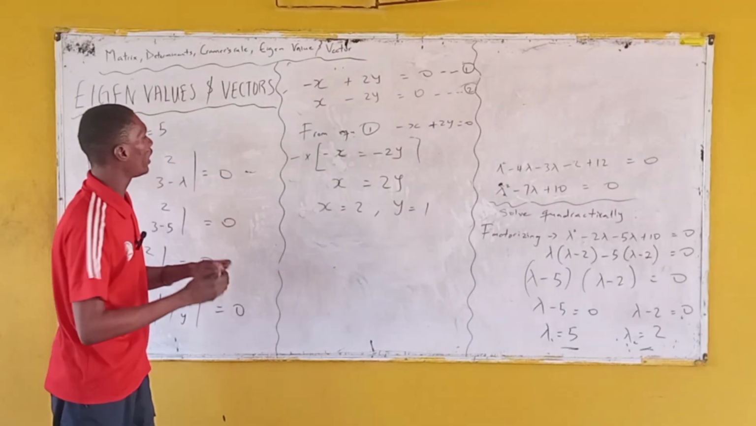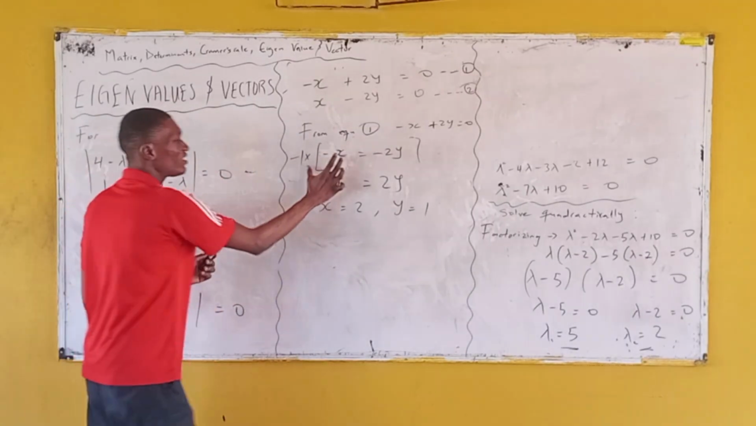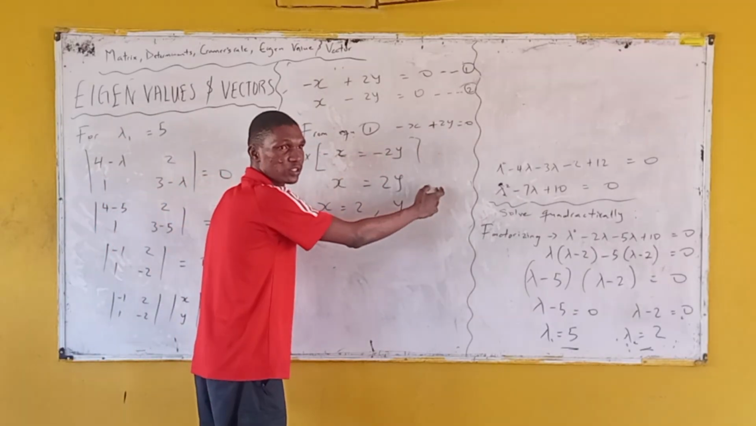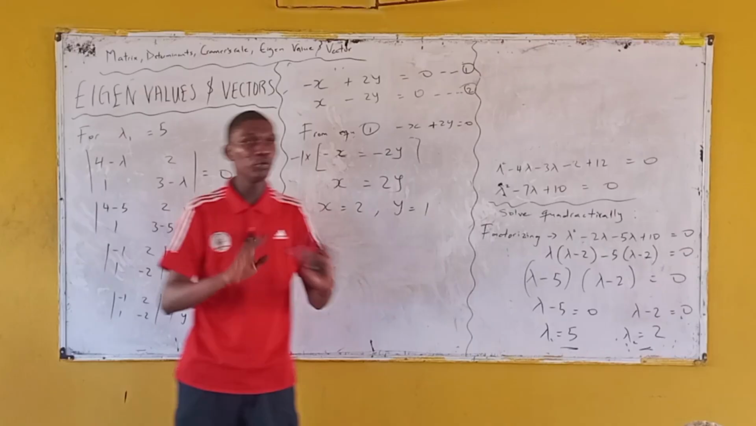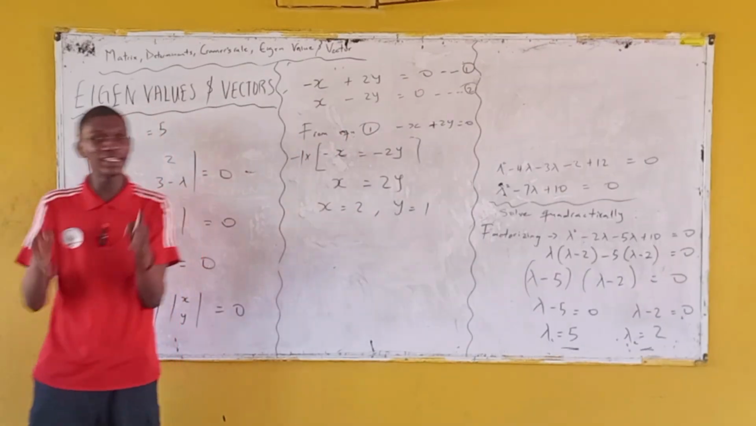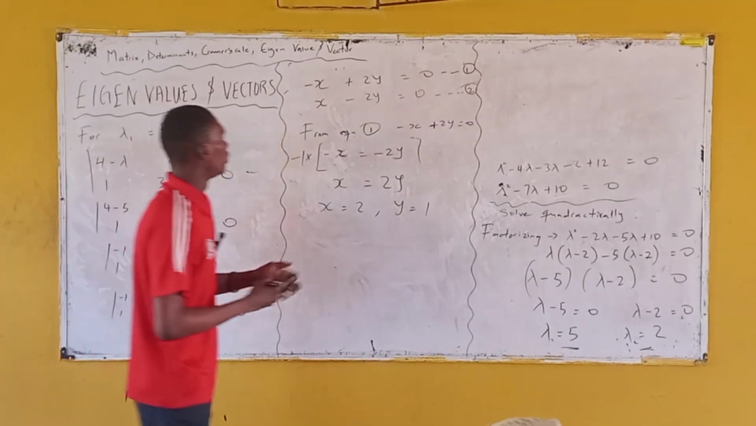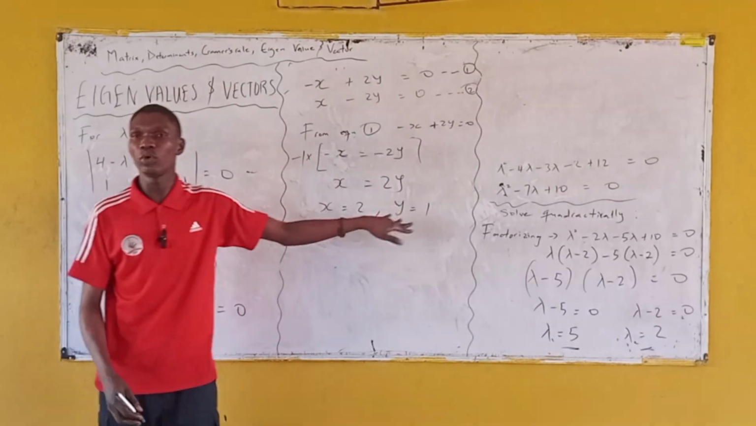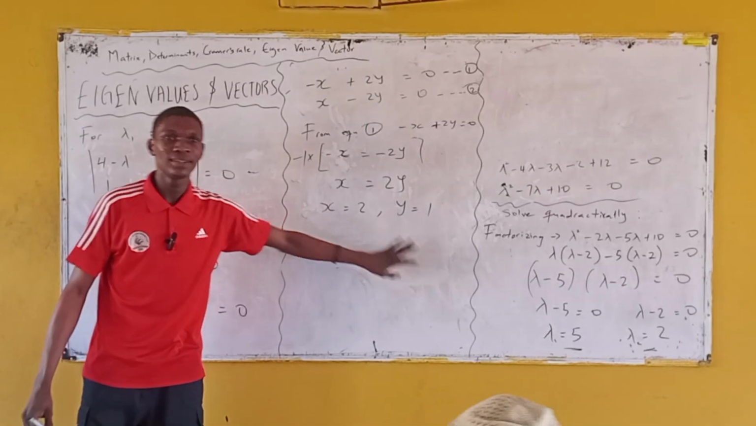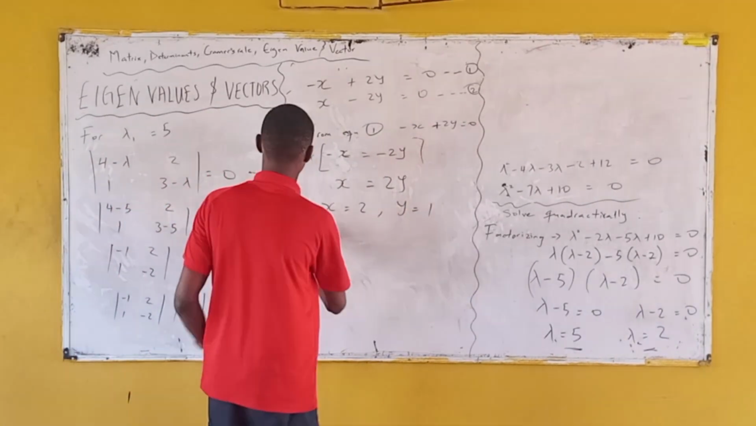So I now said multiply both sides by minus 1, or you should either divide both sides by minus 1. Then we can say that our x is equal to 2y. So we can assume that our y is 1. Then our x will be equal to 2.